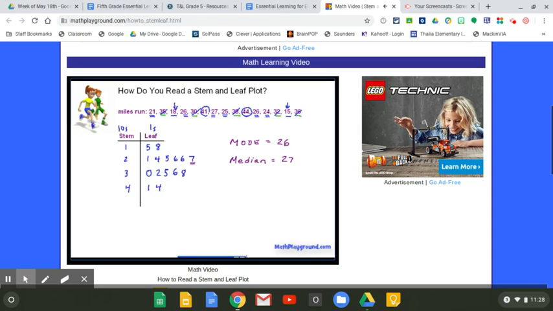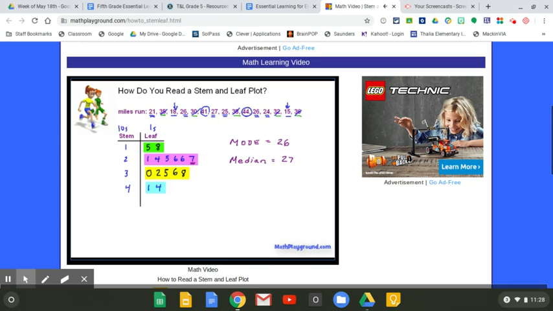The other interesting thing to note is that the values that appear in the leaf column actually have the shape of a bar graph. So I'm going to highlight all the leaves. And you can see that we have a sideways bar graph.